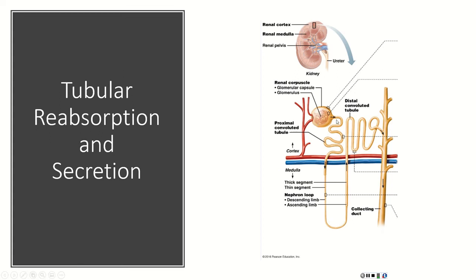Now that filtrate is going to enter the rest of the nephron, and as it passes through, we're going to process that filtrate. We're going to remove some stuff that our body wants to keep and place it back into our bloodstream, reabsorption. We're going to take some stuff from our blood that we didn't get rid of already and place it into the filtrate so that we can urinate it out, secretion. And that will be the focus of our next lecture or 2.